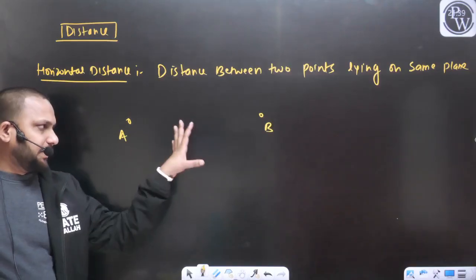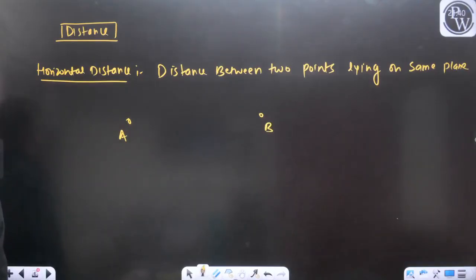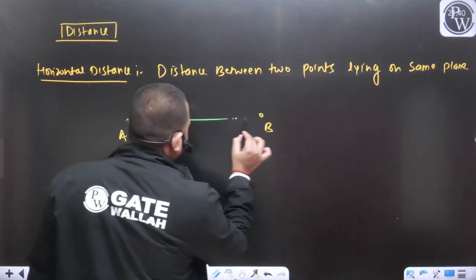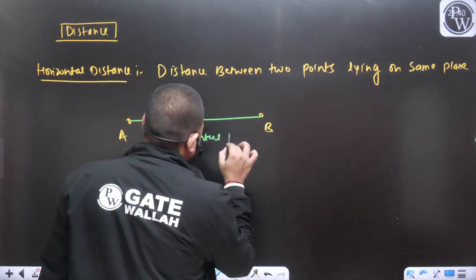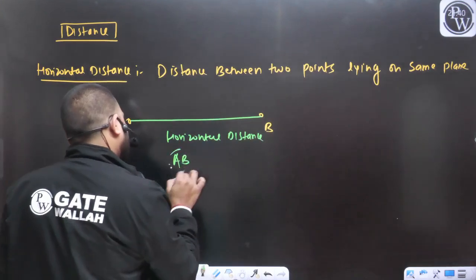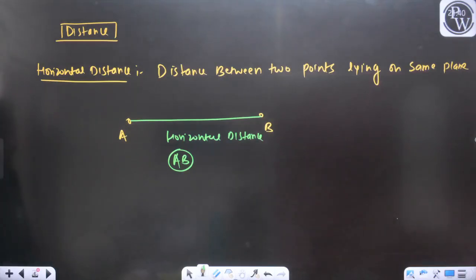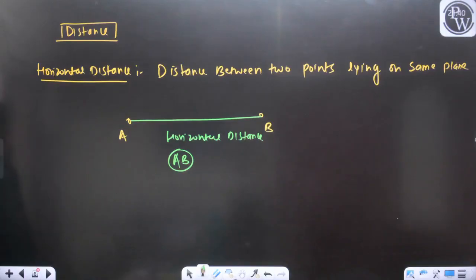Point A is on the plane, and on the same plane, point B is there. If the points are lying on the same plane, can I say the distance between these 2 points is going to be the horizontal distance? Can I say this distance AB is going to be the horizontal distance between the points A and B?